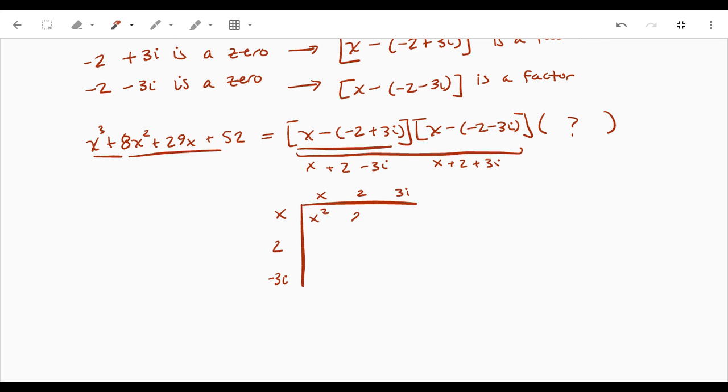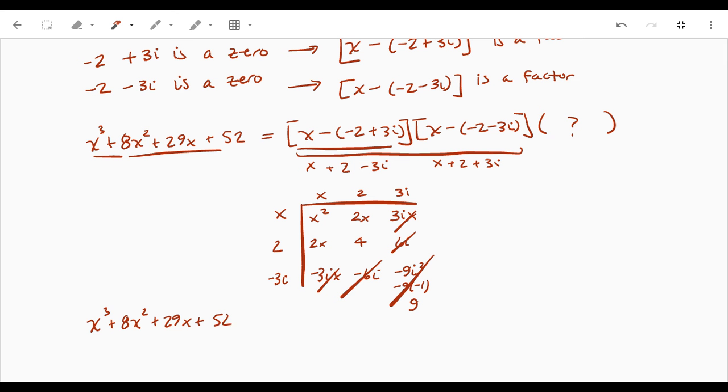So we'll have x squared, 2x, 3ix, 2x, 4, 6i, negative 3ix, negative 6i, and negative 9i squared. Remember, cancel, cancel, cancel, cancel. Negative 9i squared is negative 9 times negative 1, so that's 9. Okay, so x cubed plus 8x squared plus 29x plus 52 is equal to x squared plus 4x plus 13 times this other factor.